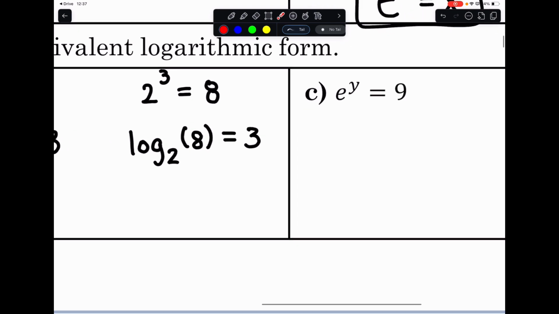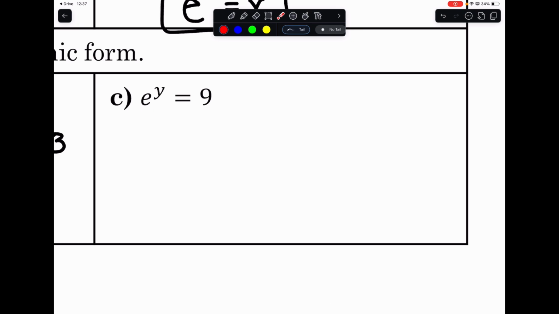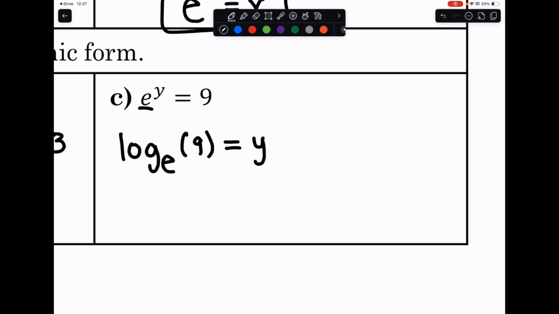So now let's look at this next one. So this one with the natural log. We'll first write it again with the value of log. Since the base is the natural number, that will be our base e. The value of our exponential equation is 9, so that's the value of the log that we're going to evaluate. So we're going to evaluate the log with base e at the number 9, and that's going to end up equaling some y value there, okay?